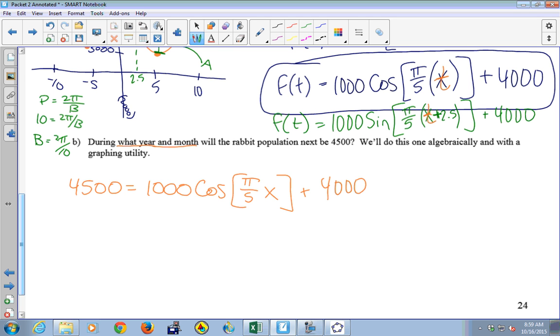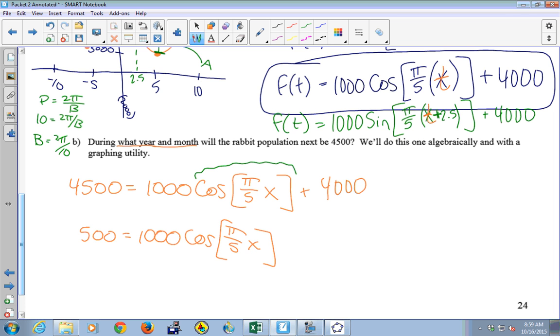All right, so I'll start by doing it algebraically. What do I want to do? What's my goal? Yeah, I want to solve for x. So the first thing I want to do is isolate the cosine, right? I would like to get this guy by itself. So first thing I do is I'm going to subtract 4,000. So I get 500 equals 1,000 times the cosine of pi over 5x.